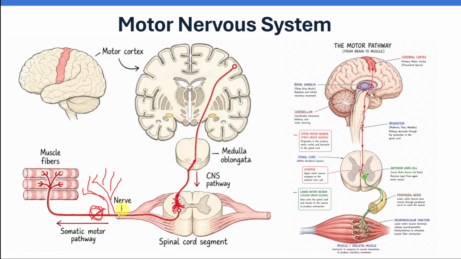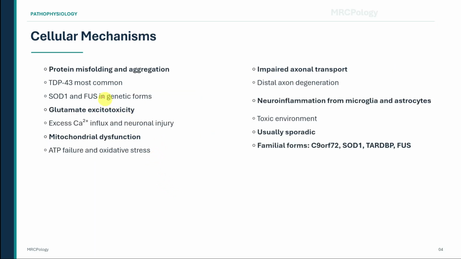At the cellular level, several mechanisms contribute to motor neuron degeneration. The first is abnormal protein folding and aggregation. TDP43 is the most common pathological protein in amyotrophic lateral sclerosis. Other important proteins include SOD1 and FUS, particularly in inherited forms. The second mechanism is glutamate excitotoxicity. Excessive glutamate stimulation causes increased calcium entry into the neuron, leading to mitochondrial damage, enzyme activation, oxidative stress, and eventually neuronal death. The third mechanism is mitochondrial dysfunction.